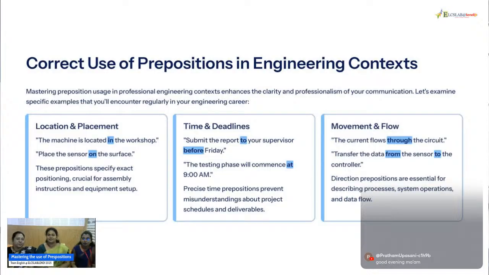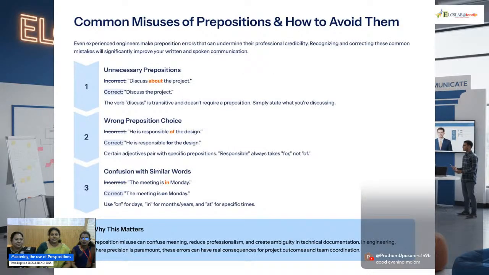To address movement, we usually go with through. So the current flows through the circuit. It tells about the movement, it is flowing through the circuit. And transfer the data from the sensor to the controller. So it tells about the direction, from where to where it is going, from sensor to the controller. So again, here the through has come with the closed surface. If you remember that, you will hit the point. As Kavya ma'am mentioned, closed surface, and this example is appropriate for what Kavya has just mentioned.